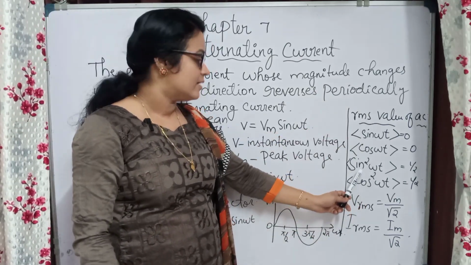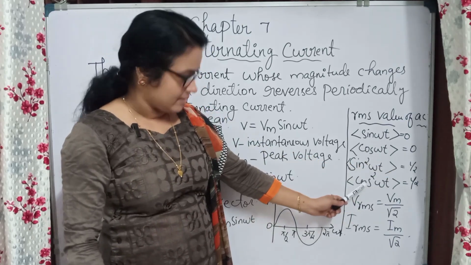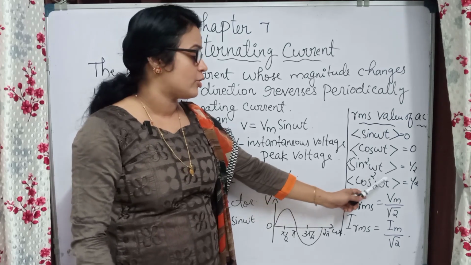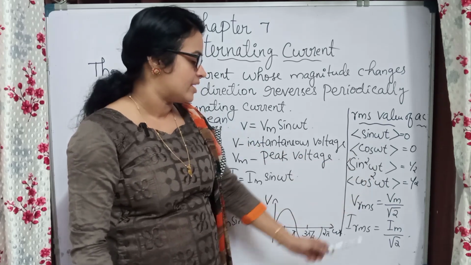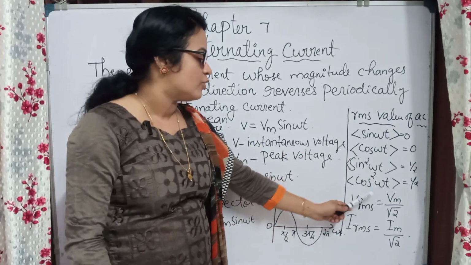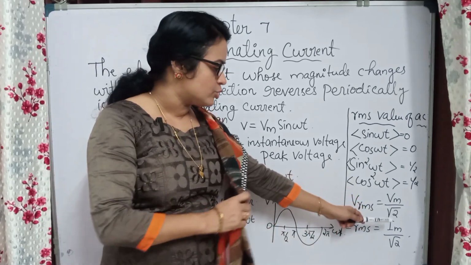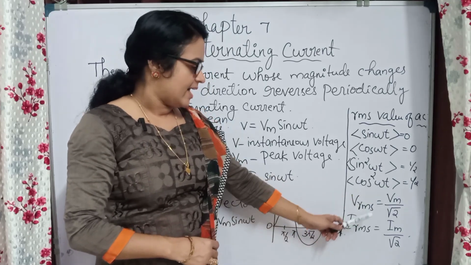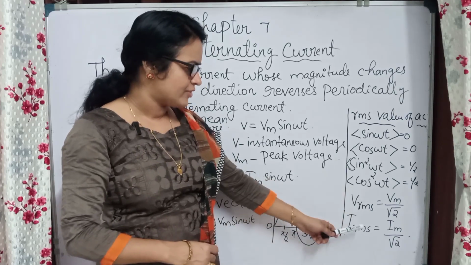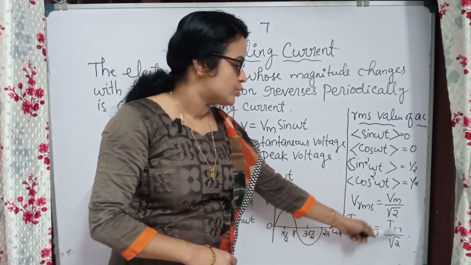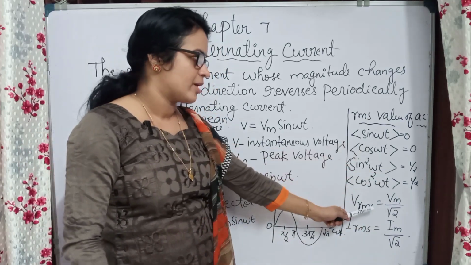And if you are finding the average value of sin square omega t, that will be half. And thus the average value of cos square omega t is also half. So these four values are very important that you have to remember. And one more thing: the RMS value of voltage can be written as Vm by root 2. So Vm by root 2 is the RMS voltage, and IRMS is the RMS value of current. That means the root mean square value of current is also equal to Im by root 2. Here Vm and Im are the peak values of voltage and current. So these things you have to remember.